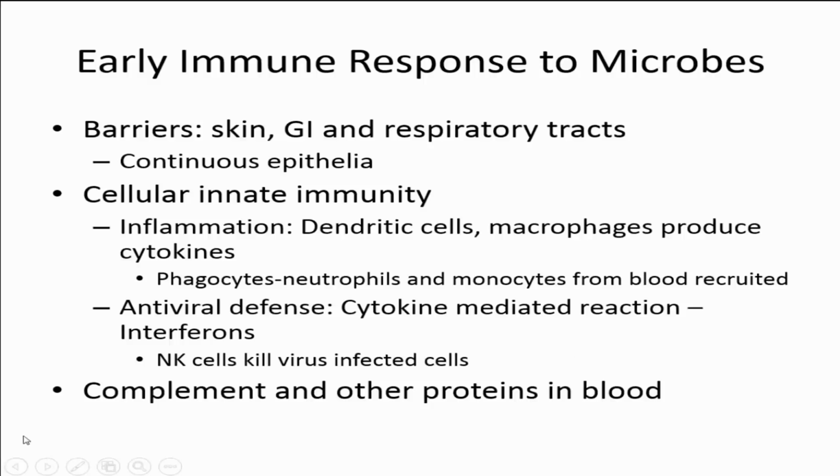So this basically just goes into what's early immune response versus the late immune response. Early, the first line of defense is barriers. In the skin, GI tract, and respiratory tract, there is a continuous epithelium that helps to prevent any entry of microbes. And that's the first line of defense. However, in the innate immune system, there are some cellular immune cells. So again, dendritic cells and macrophages, as we talked about, and an antiviral defense is provided by some of these cytokines called interferons, which interfere with the viral replication. And so NK cells are another cellular feature of the innate immune system that helps in killing the viruses. And then the protein response is given by the complement and some other proteins.